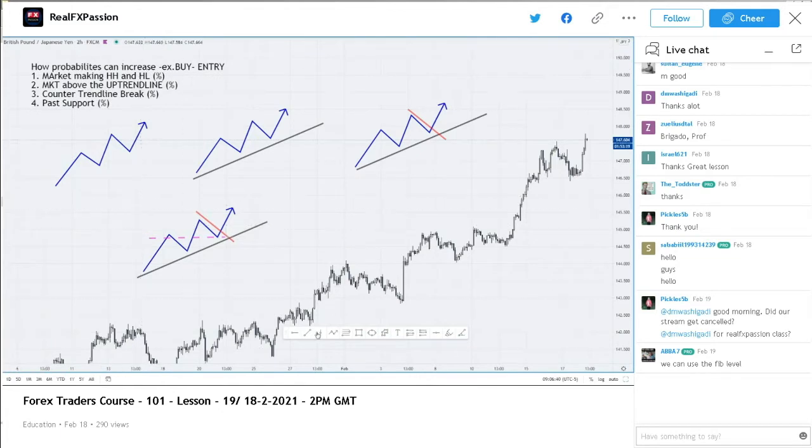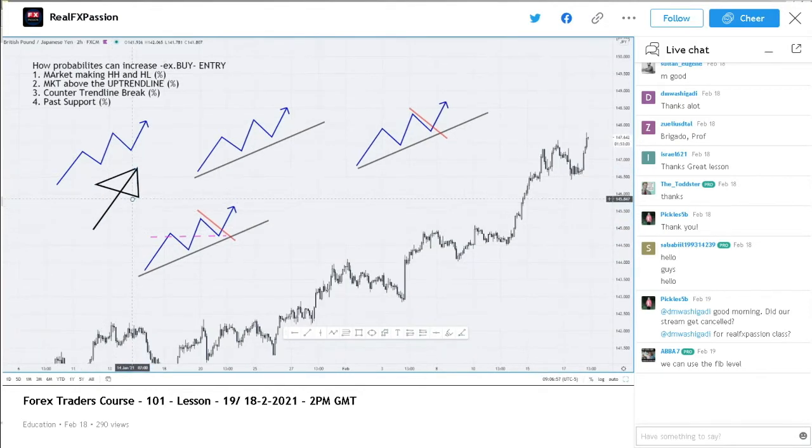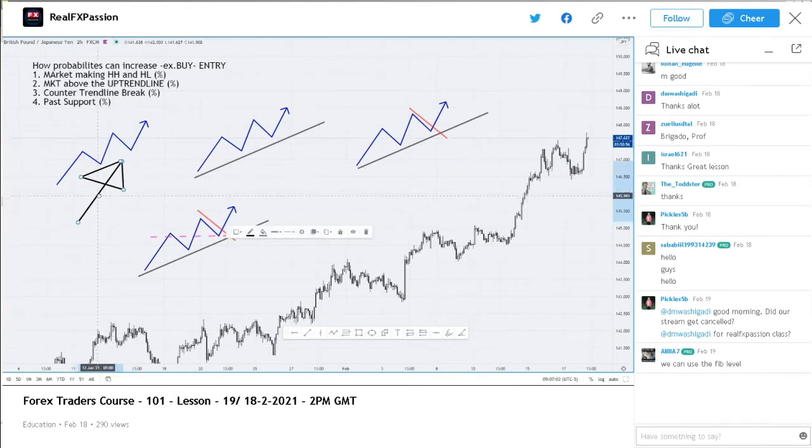So we need to learn, everybody. This is a course, and we are in lesson 19. We're in the module where we are going to learn about pivot point, support, and resistance.